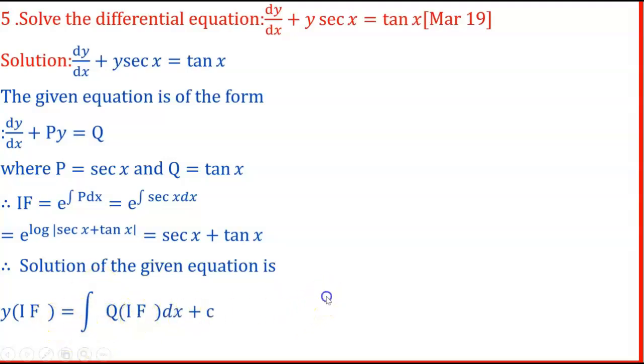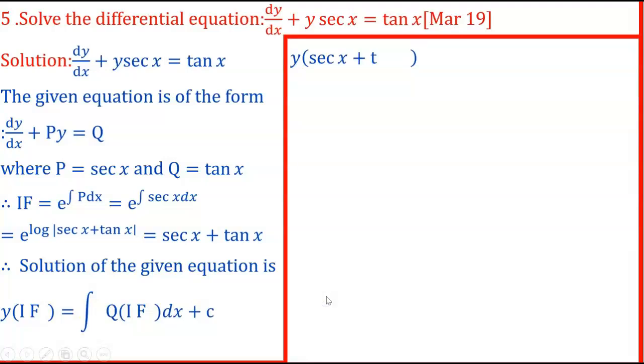Substitute the value of the integrating factor, that is sec x + tan x. Okay. y(sec x + tan x) equals the integral of Q. What is the Q here? Q is tan x. IF is sec x + tan x, in brackets, multiplied, dx + c.